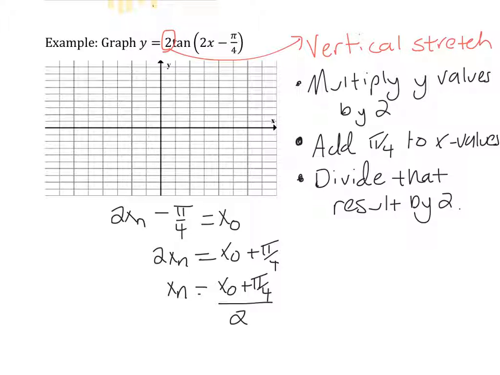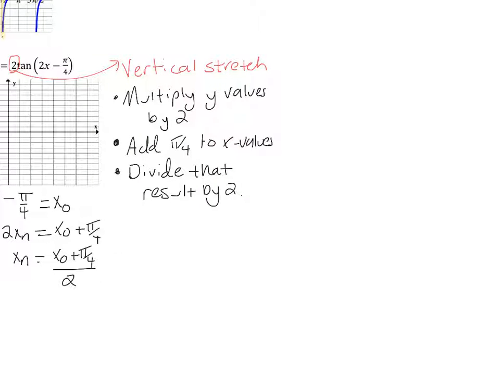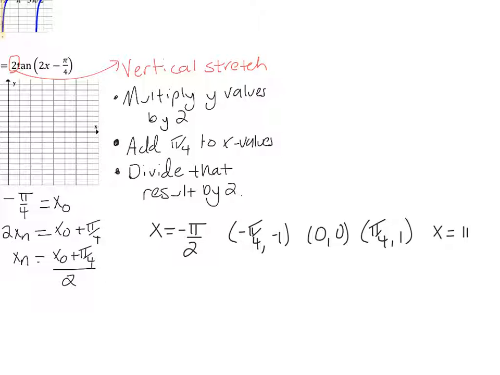So let's go ahead and see what that looks like. I'm going to write down the important points that we have from the tangent function. So our important points are asymptotes. So this isn't actually an important point, it's an asymptote. And then we have negative pi over 4, negative 1, 0, 0, pi over 4, 1, and then my other vertical asymptote. So multiplying the y values by 2 on each one of these is fairly straightforward. So this, I'm just going to fill in the y values. If I multiply each of them by 2, I can figure out what happens.